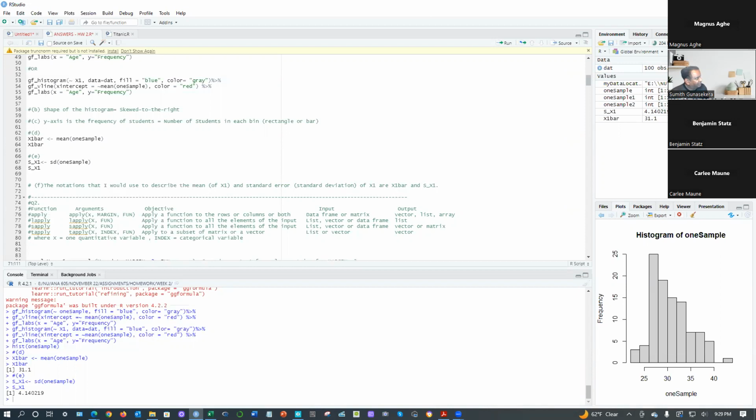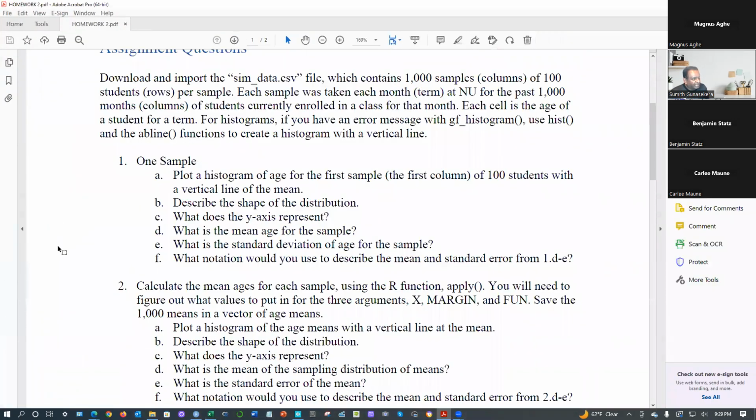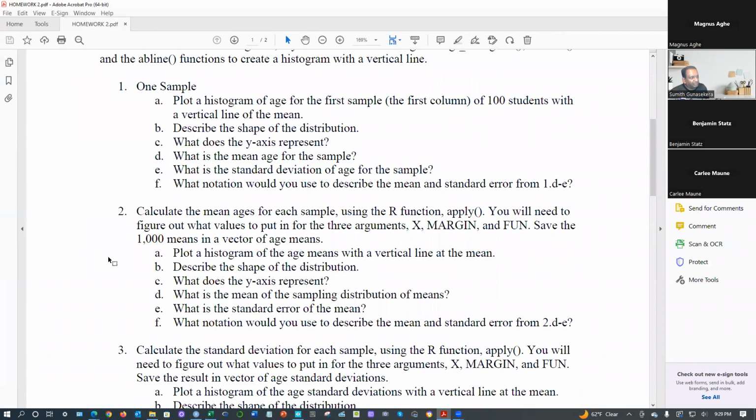Okay. Then part 2. In part 2, they will calculate the mean ages for each sample. I'm going to use the apply function. They say use the apply function. You will need to figure out what values to put for the 3 arguments. Argument means what is within the parentheses. You put x, you put margin, you put the function. Let's see what these 3 would be.